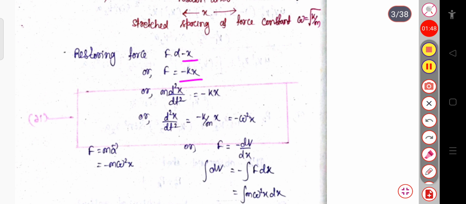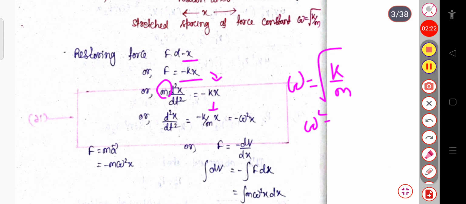In place of F, force equals mass into acceleration, that is m into d square x by dt square, and that is equal to minus k into x. Now if I divide by m on the right hand side, we get d square x by dt square equal to minus k by m into x, and you know omega equals the square root of k by m. If I square both sides, omega square is simply k by m. So in place of k by m we can substitute omega square, and d square x by dt square will be equal to minus omega square x.